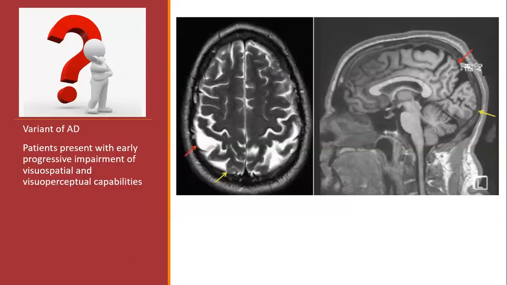So what we saw was that patients present with early involvement of working memory followed by visuospatial dysfunction. But there are variants of Alzheimer's dementia where patients can present with early progressive impairment of visuospatial and visuoperceptual capabilities. So this is such a patient's MRI. Can somebody tell me the diagnosis?